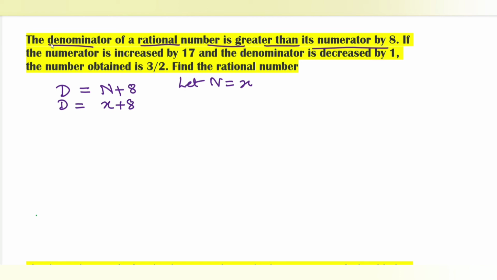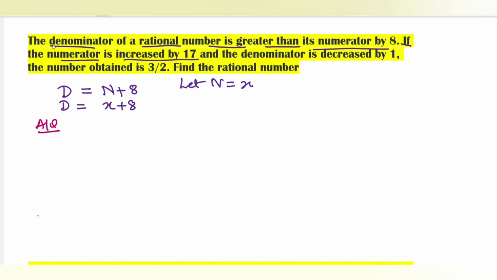Now again, what does it say next? If the numerator is increased by 17, okay. So according to the question, we will write: if the numerator is increased by 17. So numerator is x, increase it by 17, and the denominator is decreased by 1. Okay. So denominator is what? x plus 8. So we decrease it by 1: x plus 8 minus 1. We will get the number as 3 by 2.